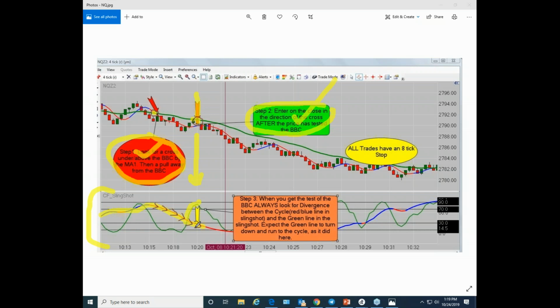Right? Not only that, we have a nice slope to it, okay? Nice slope. So it's saying, look, the NASDAQ on a 4-tick range chart, this is telling us it's bearish, okay? We need to be looking to get short, okay? This price action back up to the BBC, which is normal, right? We're expecting that. The green line is reacting to the price action above.